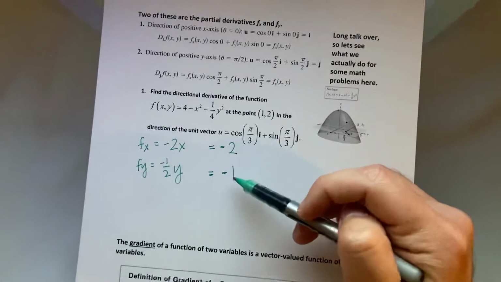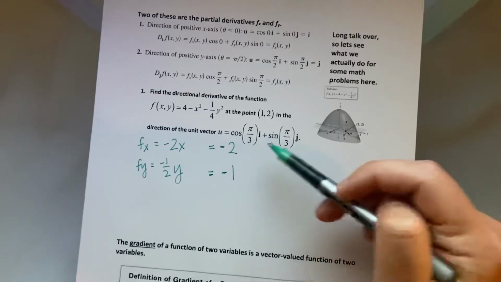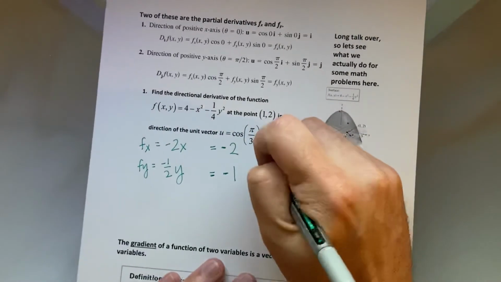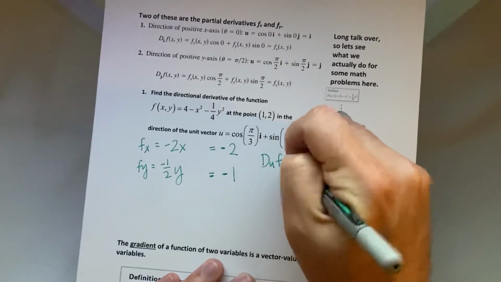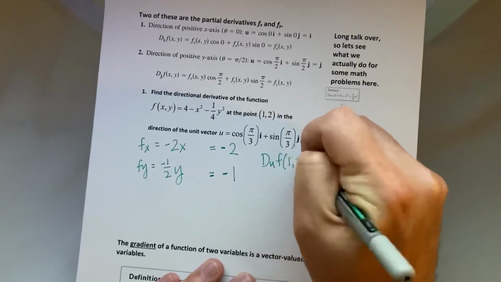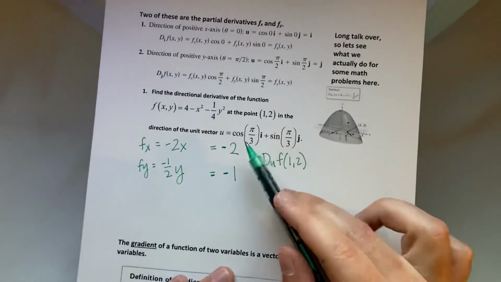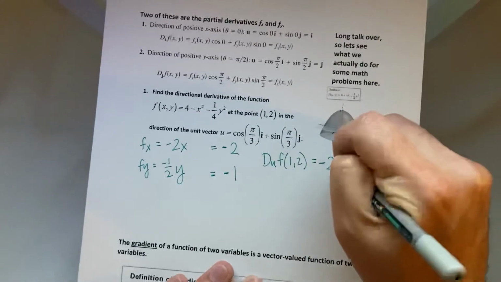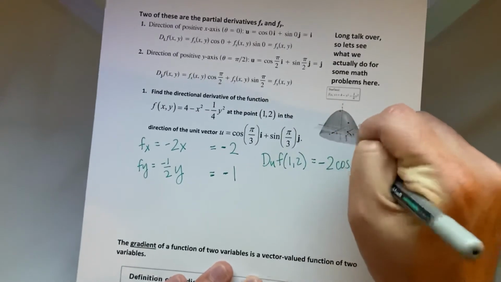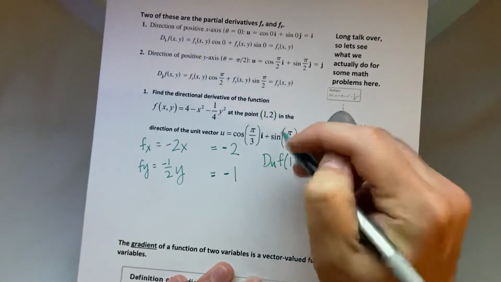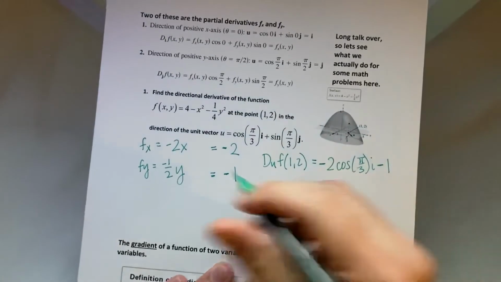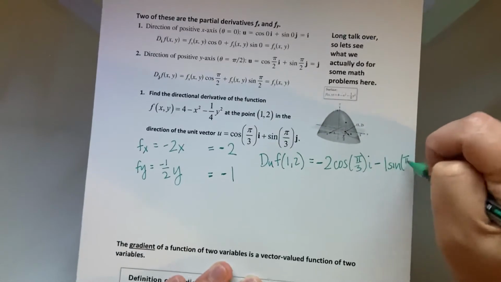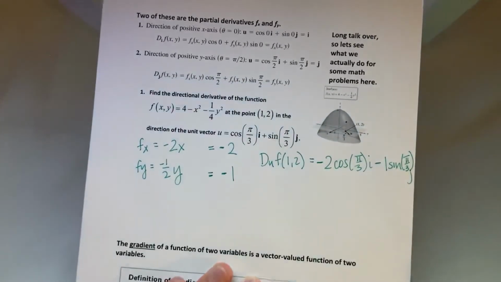Now I need to take those and multiply them by their corresponding unit vector portion. So D_u of f at (1, 2), where u is this direction, is now negative 2, my x component, times the cosine of pi over 3 i, minus 1, my y component, times the sine of pi over 3 j.